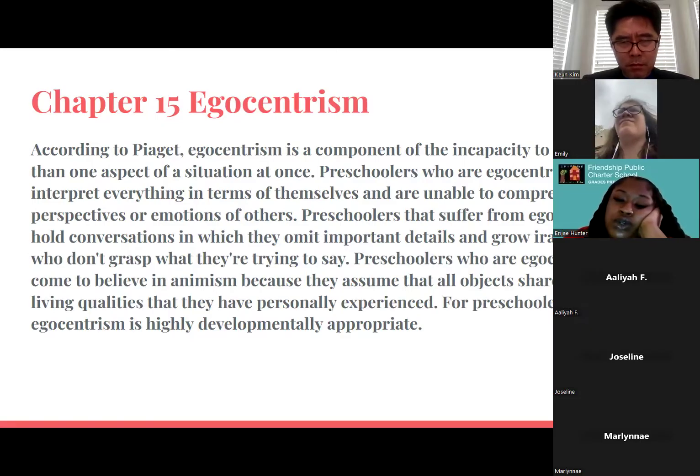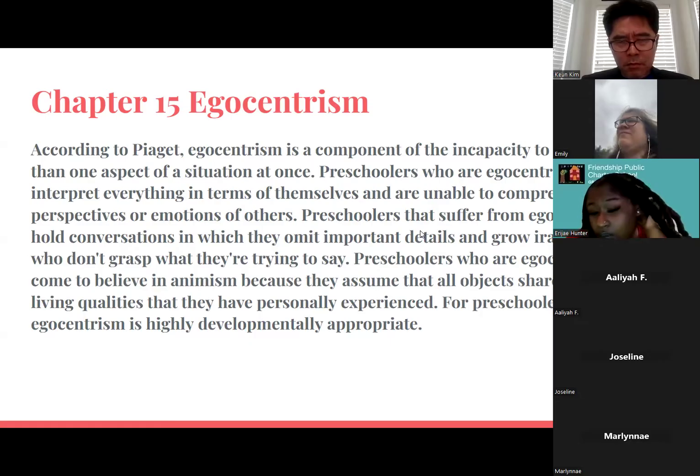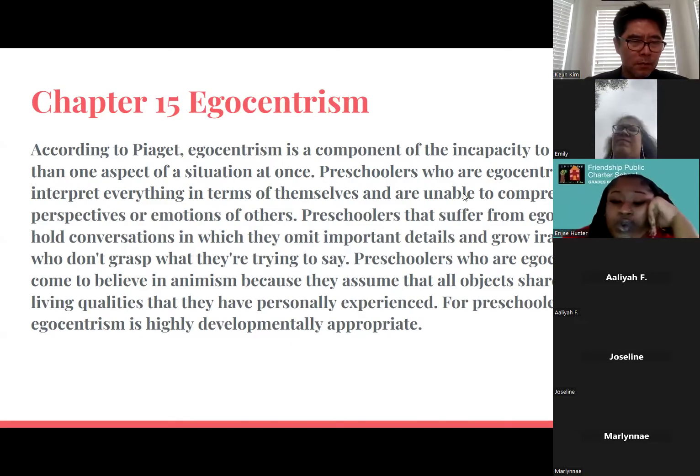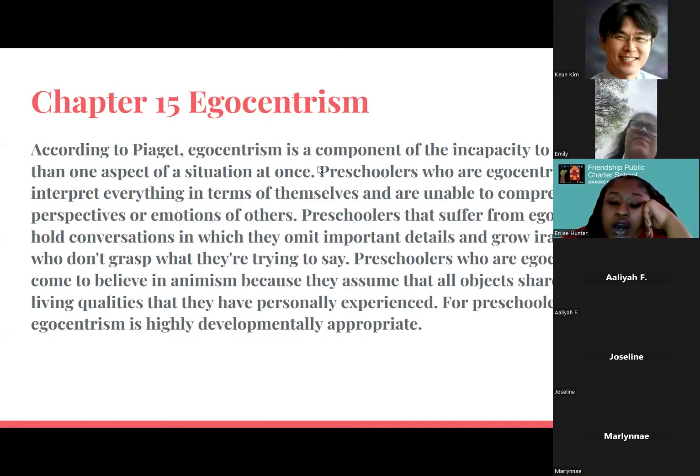Preschoolers who are egocentric also come to believe in animism because they assume that all objects have the same living qualities that they have personally experienced. For preschoolers, egocentrism is highly developmentally appropriate.